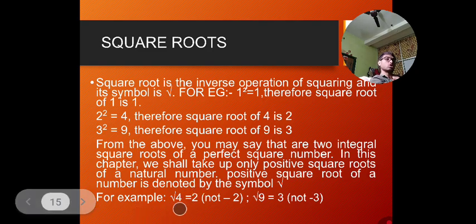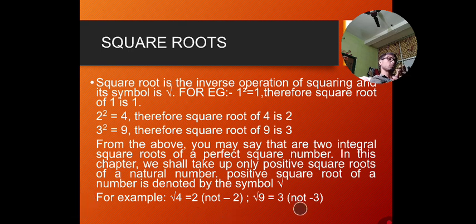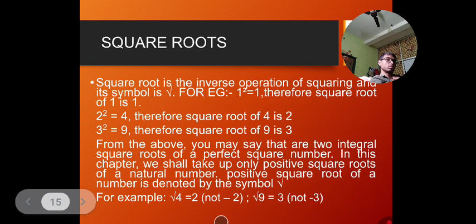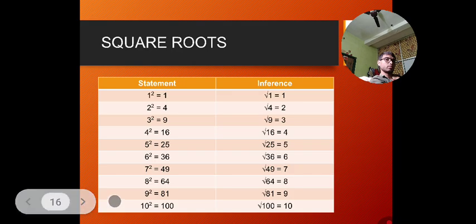Here we are saying the square root of 4 is what? 2. This is what we are saying. The square root of 4 is 2. The square root of 25 would be just 5, not minus 5. So the square root of 9 would be 3, not minus 3, not both 3 and minus 3.